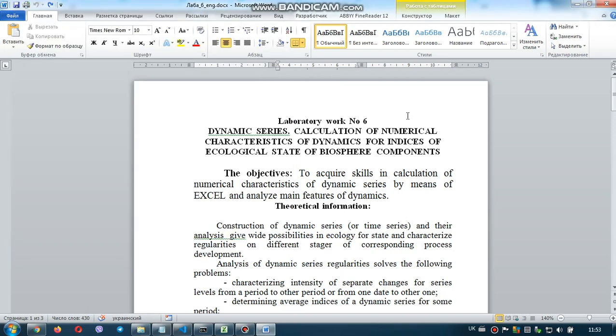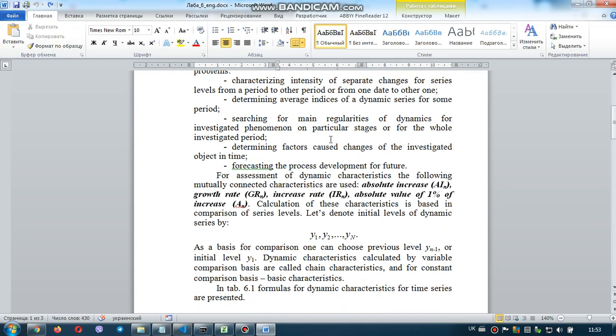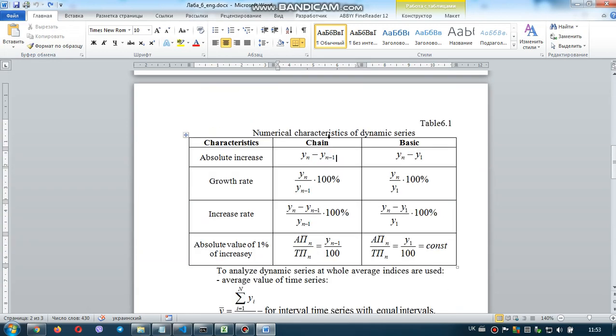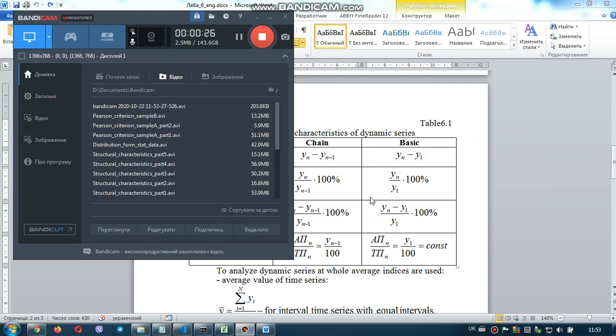Virtual work number 6. Dynamic series. Calculation of numerical characteristics of dynamics for indices for ecological state of various components. You can learn all the theoretical information in your doc file. In this laboratory work you have to calculate chain and basic characteristics for your set of data according to your variant. What have you to do?